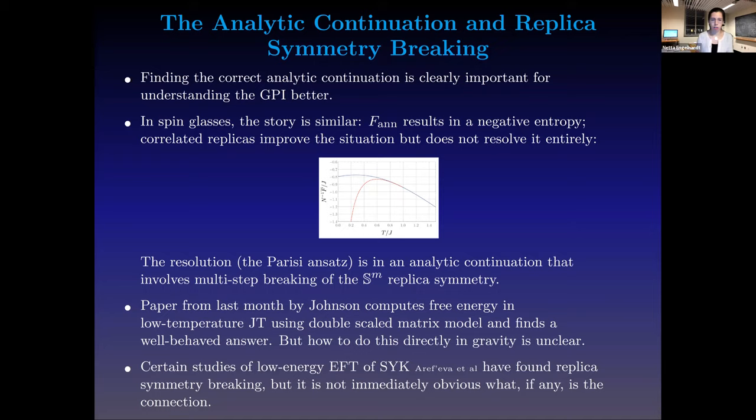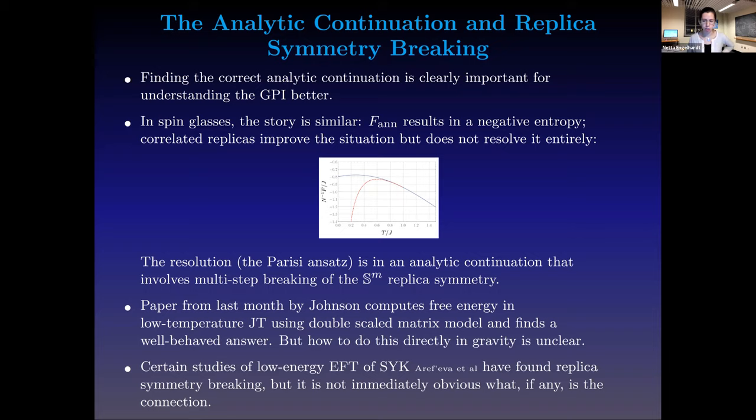Now, I promised a few words about spin glasses. There's a very similar story in spin glasses. You might think that this picture here is the same curve as before, with the partial sums of the connected replicas and the area limit. But actually, this is a plot of the free energy versus temperature in spin glasses. So this is extremely reminiscent, almost identical to what we were seeing. This is the annealed free energy in the spin glasses. This is when you include correlated replicas, which are the analog of our replica wormholes. They do make the situation better, but they don't resolve it entirely. In order to resolve this entirely, you have to have a very novel analytic continuation, the so-called Parisi ansatz, that involves multi-step breaking of the permutation group replica symmetry of the replicas that contribute to the free energy in the spin glass system.